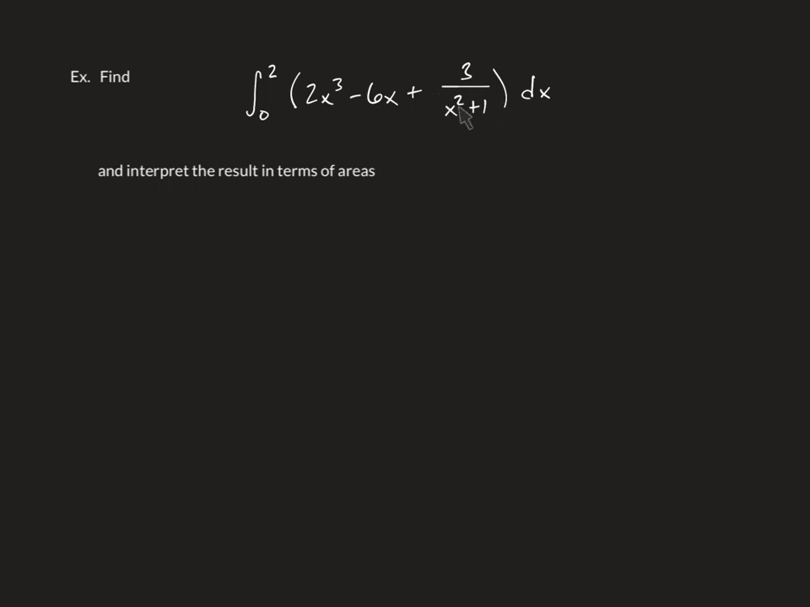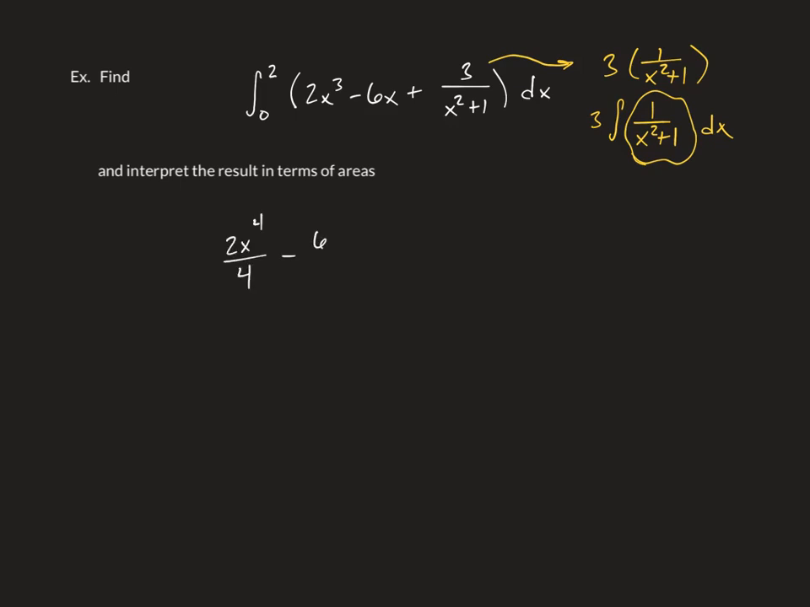This is a function that we should recognize as being, and I would rewrite this as 3 times 1 over x squared plus 1. And if I were to take the integral of that function, I could take that constant out. And this is a function here that we should know the antiderivative of. So when I do this, my first term is going to end up being 2x to the fourth over 4. My second term is 6x squared over 2, and then plus 3 times the antiderivative of 1 over x squared plus 1, which is going to be inverse tangent.